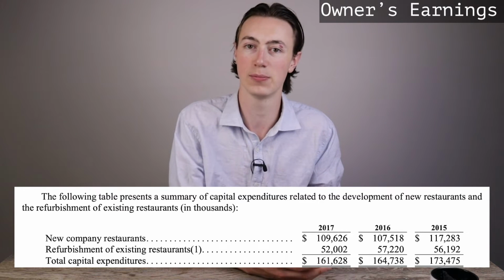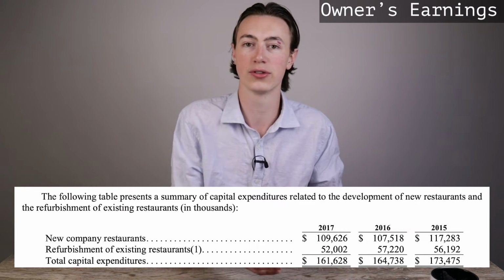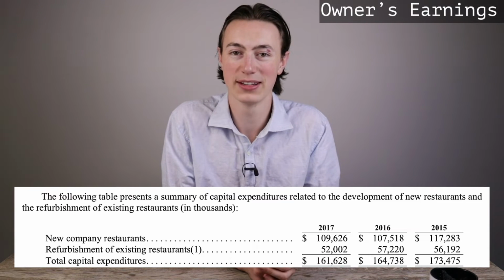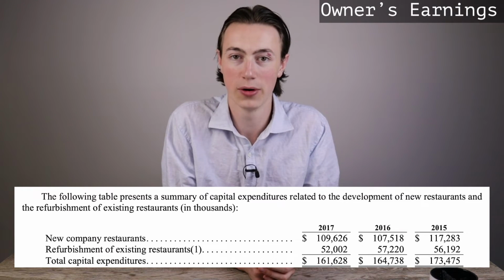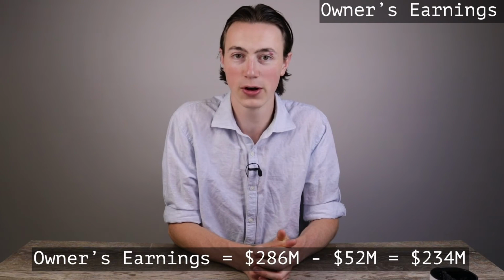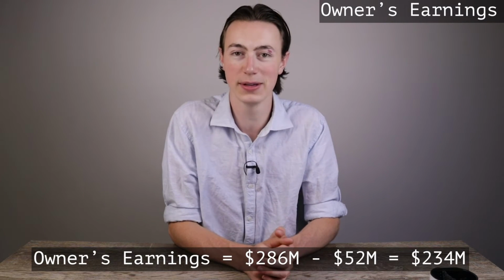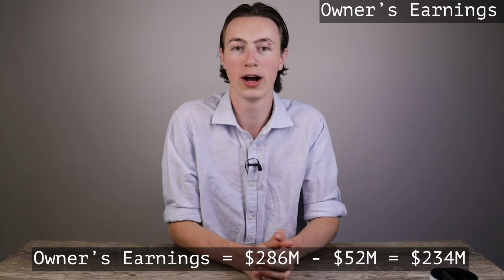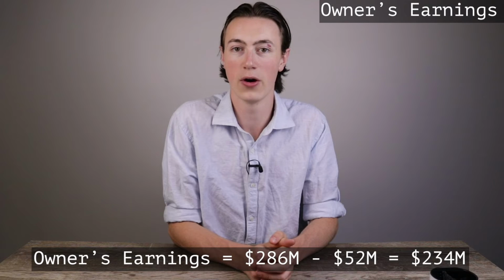Now that's maintenance because they're maintaining the restaurants that they currently have. So that 52 million is the maintenance capital expenditure number that we're looking for. And now we can get owner's earnings by taking the operating cash flow, which was 286 million. We subtract the 52 million, and that leaves us with 234 million in owner's earnings.